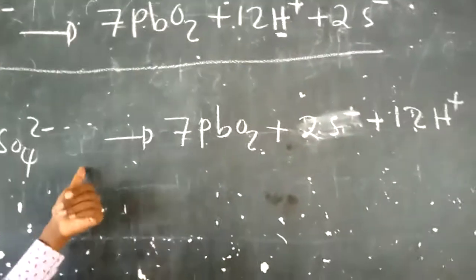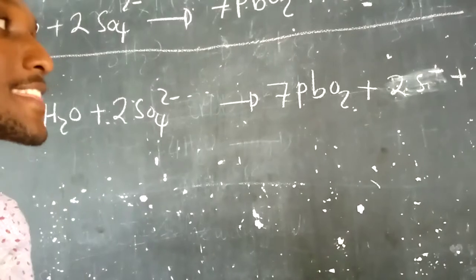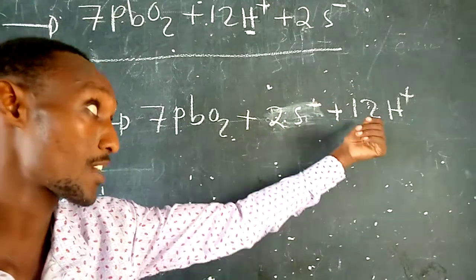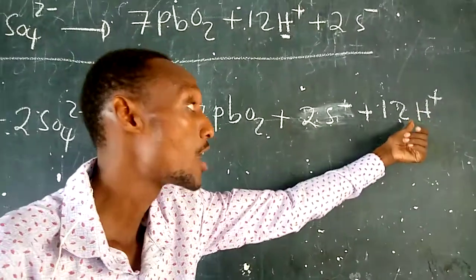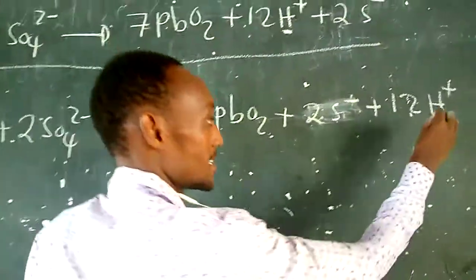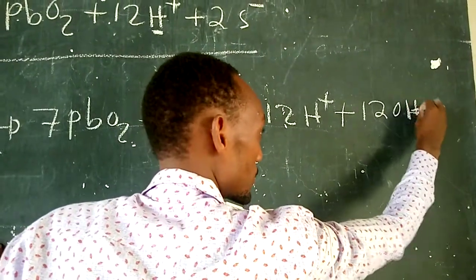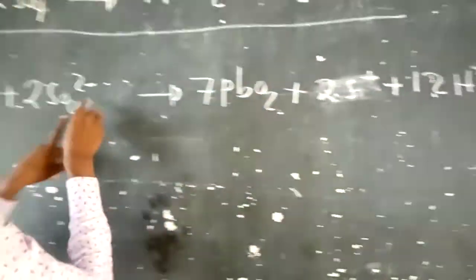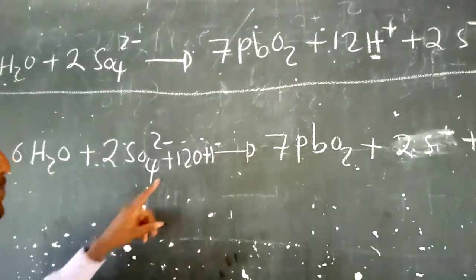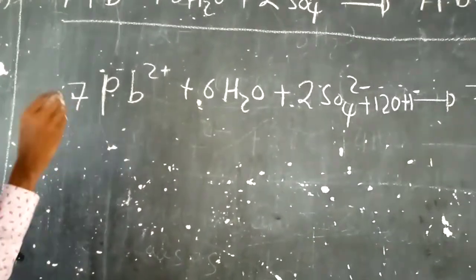Now, in order for this equation to appear in basic medium, we have to add the number of hydroxyl groups equal to the hydrogen protons in both the reactant side and the product side. In the product side, it is 12 hydrogen protons. We have to add 12 hydroxyl groups in the product side and 12 hydroxyl groups in the reactant side.